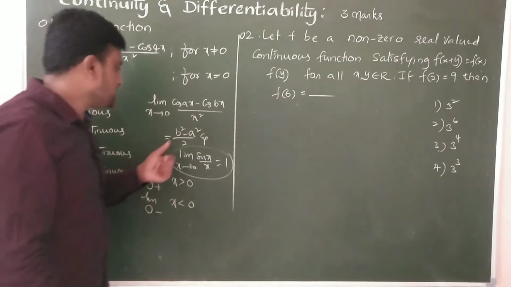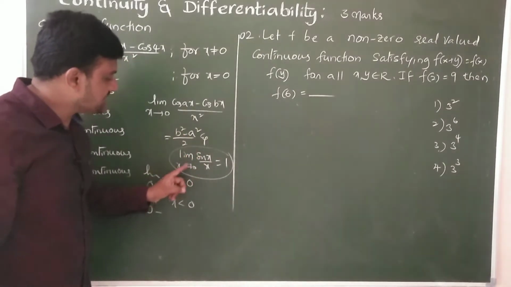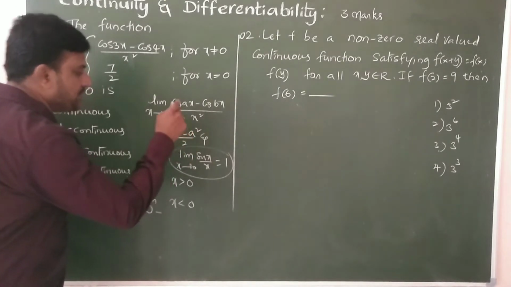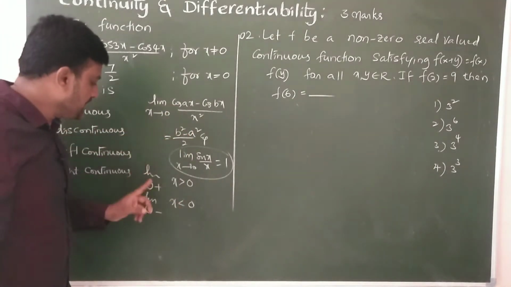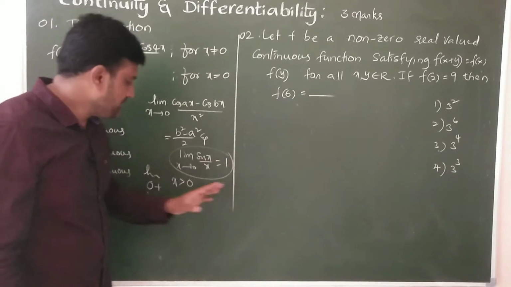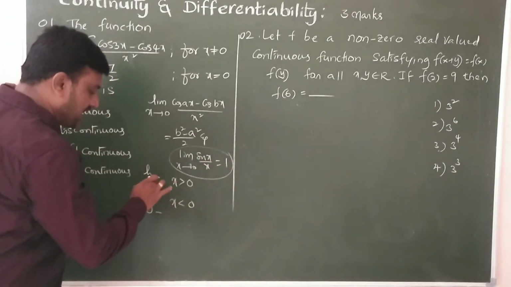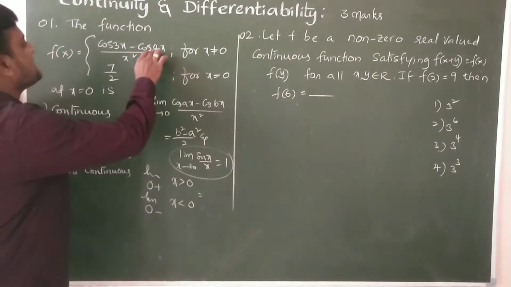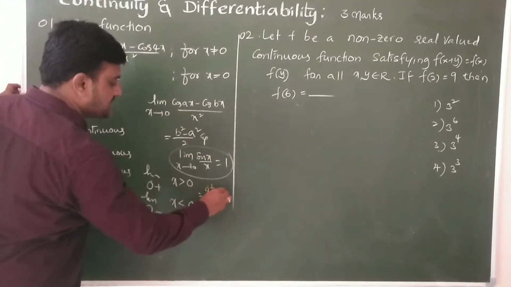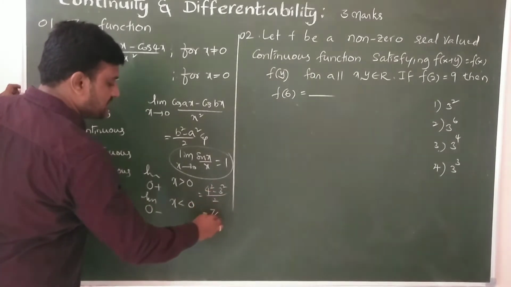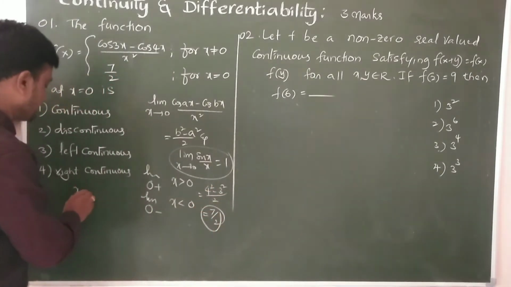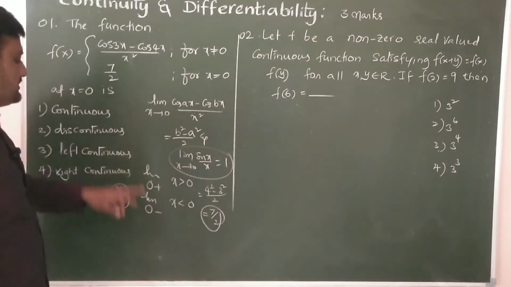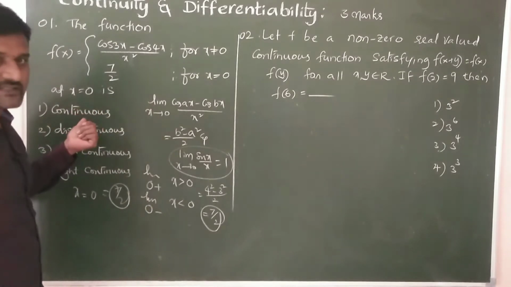After simplification, b square minus a square by 2 is a constant, so there is no need to substitute x equals 0 here. Either from the left or right, the limit should be b square minus a square by 2, that is 4 square minus 3 square by 2, which is 7 by 2. Already we have at x equals 0 the value 7 by 2. So the function should be continuous.